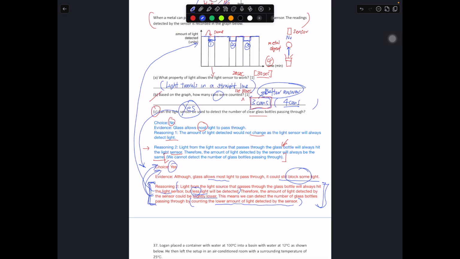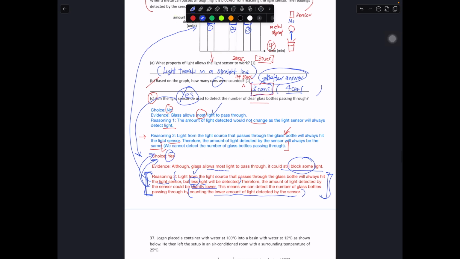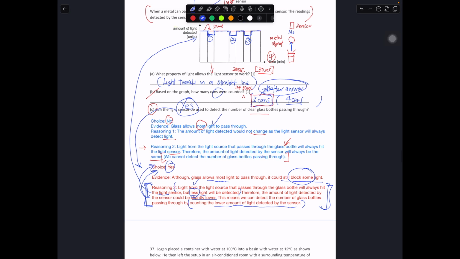But of course, the easiest way to answer this question is actually no, because the amount of light detected will not change, because the light sensor will always detect light coming out of the light source. But if you want to think about it very deeply, this could be a yes also. But the reasoning is a little bit longer, a little bit more established. So you will need some time to figure out how to use your words so that you can communicate to the examiner or the reader very clearly that you are talking about this part over here, that it forms a staircase.